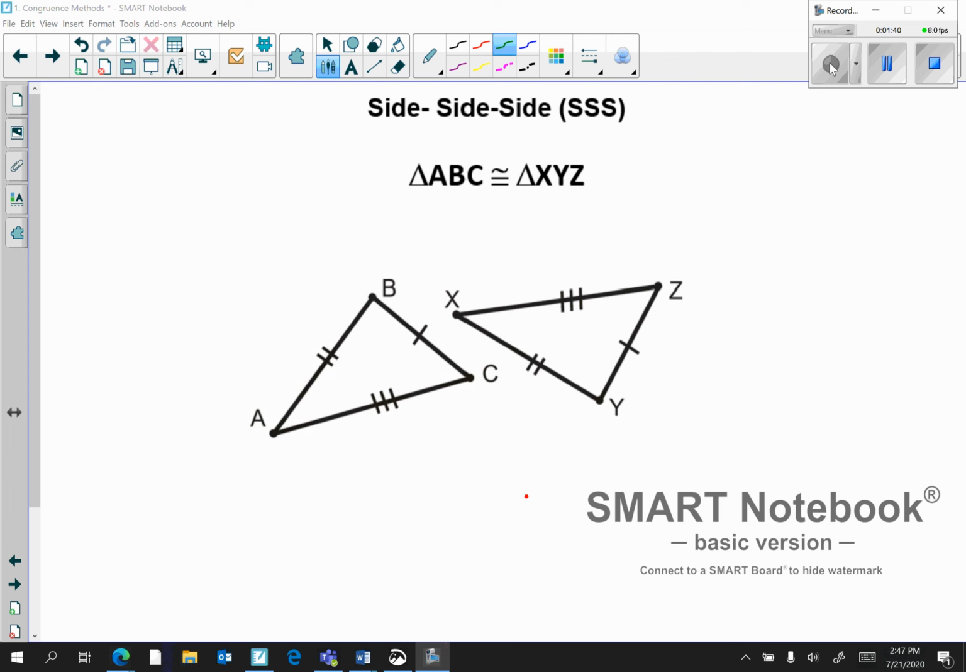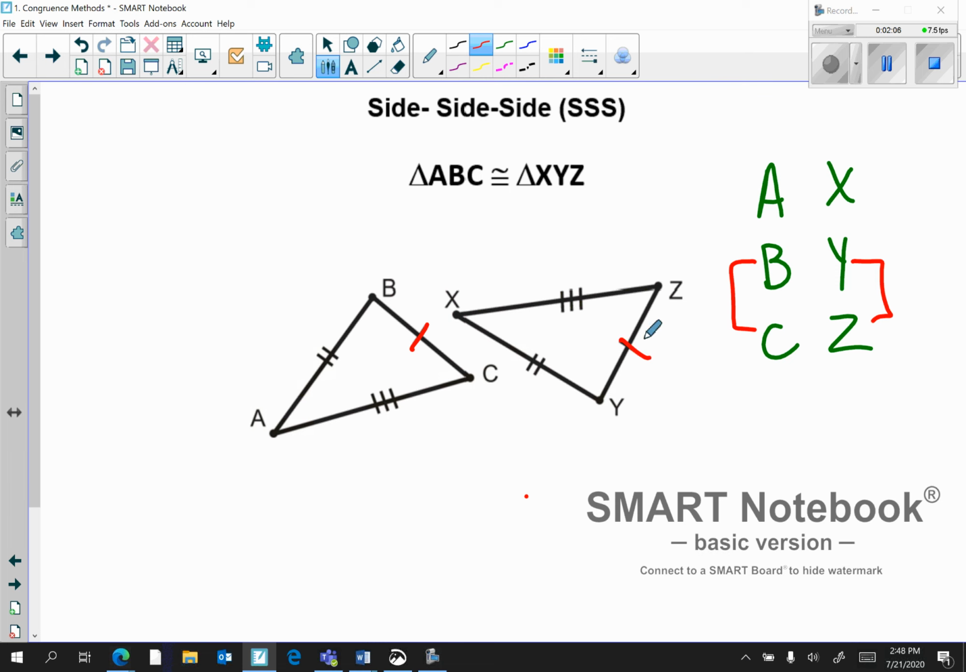These two triangles, triangle ABC and triangle XYZ, are congruent because all of the sides are congruent. Again, we can line up the letters ABC and XYZ to see what corresponds to what, meaning BC corresponds to YZ, AB corresponds to XY, and AC corresponds to XZ.